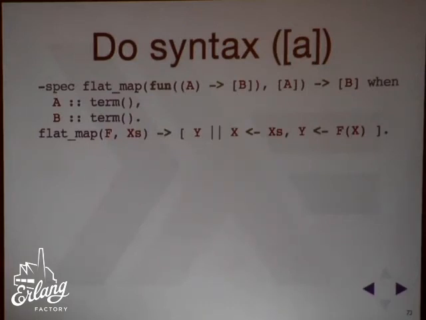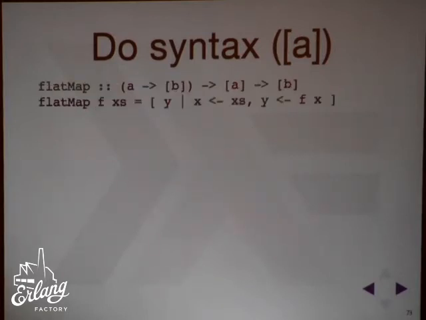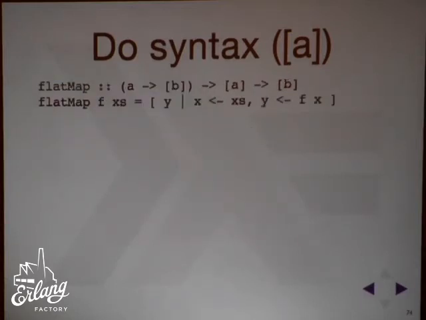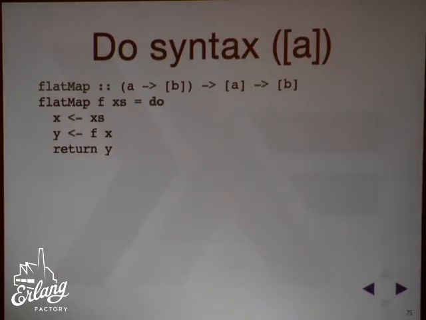And this do syntax is more general than just I/O. You can also do it with lists. So here's an example of a list comprehension in Erlang, which is an implementation of flat map. And this is what that looks like with list comprehensions in Haskell. Almost the same, except one pipe instead of two, basically. But we can also write that with do syntax. So you can do slightly more complicated things here, and you can spread it out nicely over multiple lines.